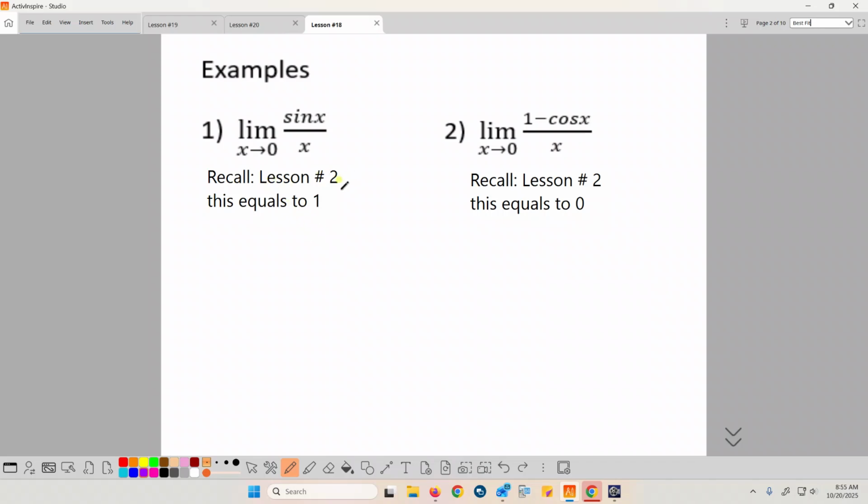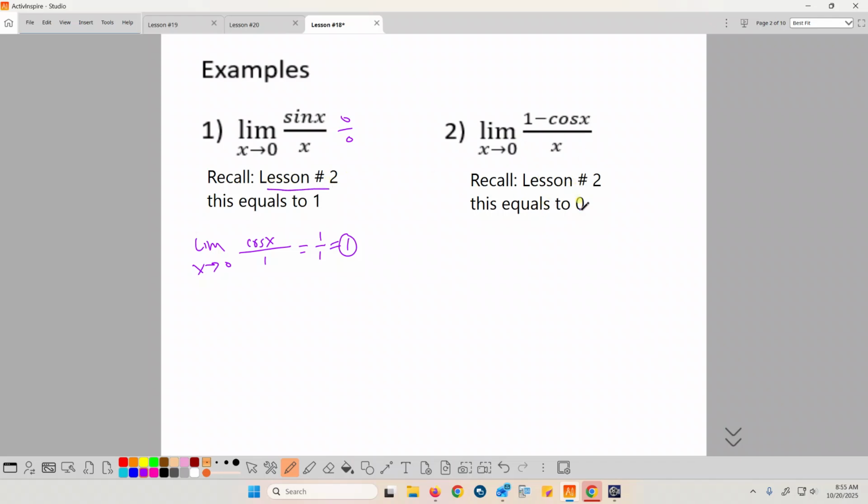You might recall this from lesson number 2, that this limit will equal 1. Well, if I plug in 0, sine of 0 is of course 0, and when I plug in 0 on the bottom, we also get 0. Good time to use L'Hopital's rule, right? So let me rewrite the limit and take the derivative of the top. The derivative of sine of x is cosine of x, and the derivative of x is just 1. Now if I plug in 0, cosine of 0 gives us 1, we have 1 on the bottom, and this just gives us 1. That's how this identity was 1 way back in lesson number 2.